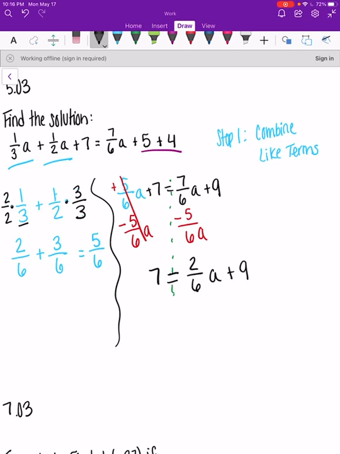Now I want to get all my constants on the other side of the equal sign from my a. So right now I have a plus 9, so I'm going to do the inverse and subtract again. My a's go away here. And 7 minus 9 is -2. So now I have -2 equals, we can simplify 2/6 a little bit if we just divide. Okay, 2 divided by 2, 6 divided by 2. 2/6 is the same as 1/3 a.